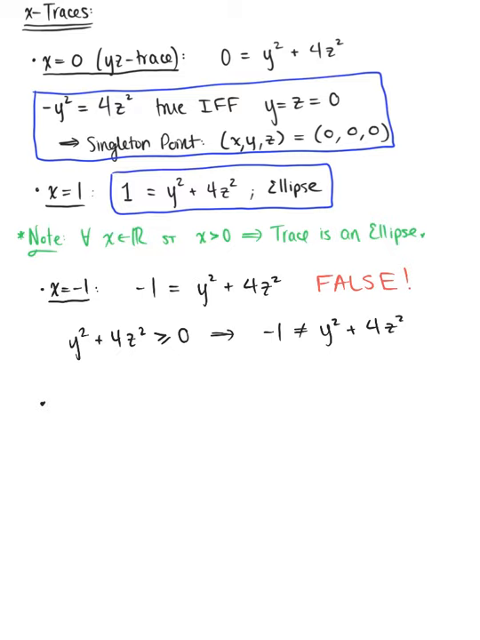Let's think about the case when y is equal to 0. This is a coordinate trace. This is the xz trace. So if we let y equal 0, we're going to be left with x is equal to 4z squared. And this is a parabola. We know what this looks like in 2 dimensions.